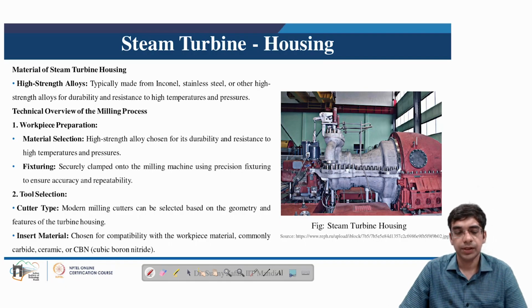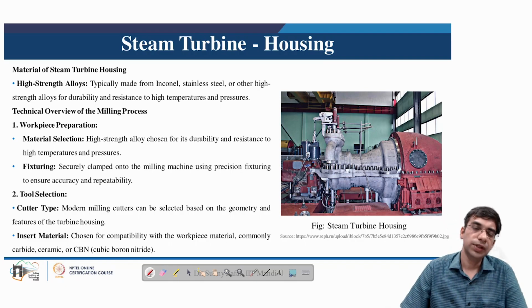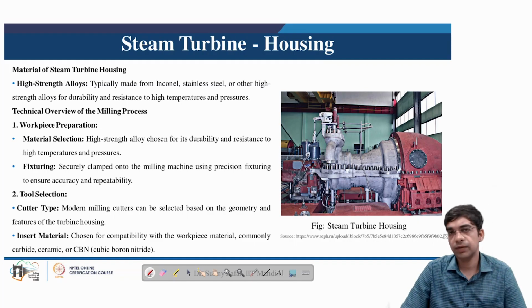Workpiece preparation is the first step for milling, where material selection with respect to high alloy steel is chosen because of its durability and resistance to high temperature and pressure. The fixturing of these workpieces is another important aspect to consider, because in conventional machining the forces applied when the tool interacts with the workpiece generate shear stress along the shear plane, which removes the material through the formation of chips.